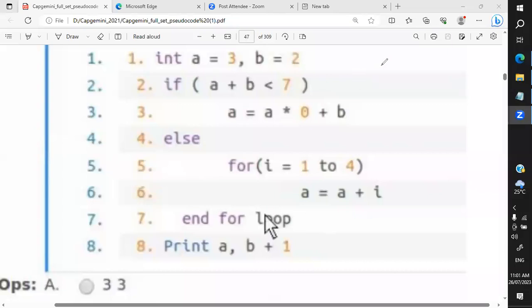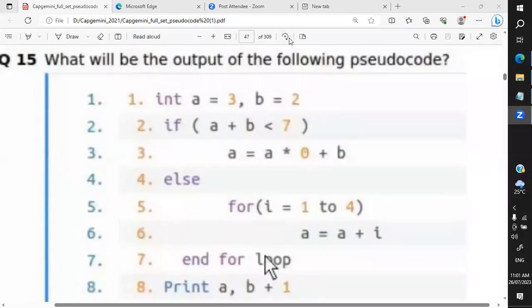If anyone didn't get it, just look at the screen and try to understand. A is initially 3 and B is 2. A plus B is 3 plus 2, 5. 5 less than 7, is it true? Yes. As it is true, it will enter inside. A is equal to A into 0 plus B. A into 0 means 0. 0 plus B means B only. A value will be updated as 2, the same as the B value.